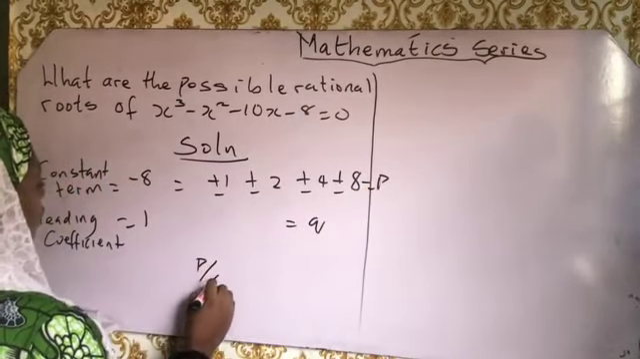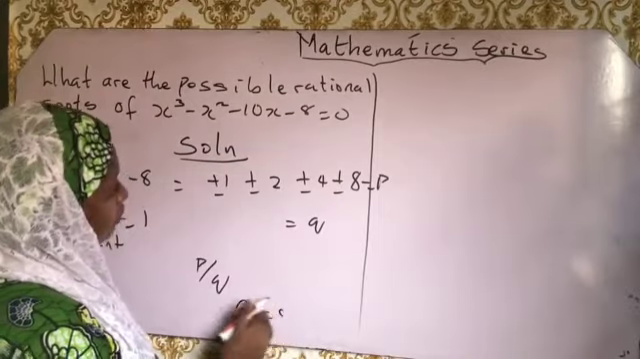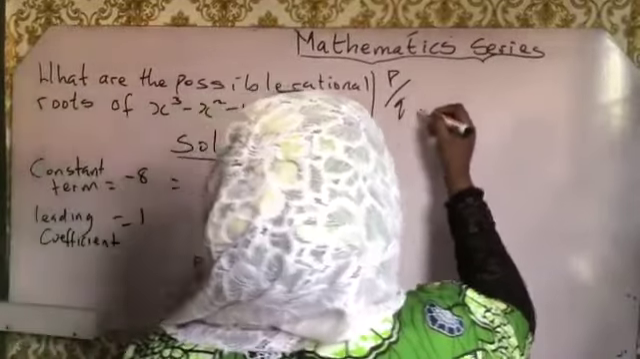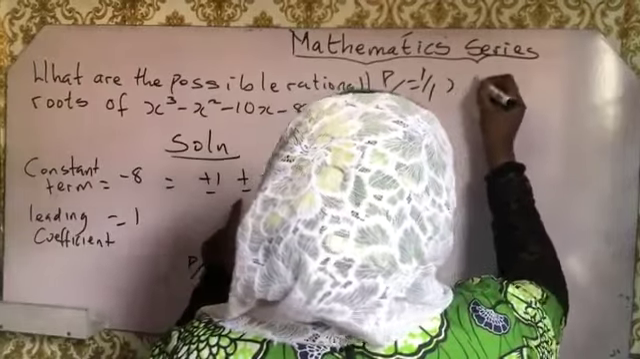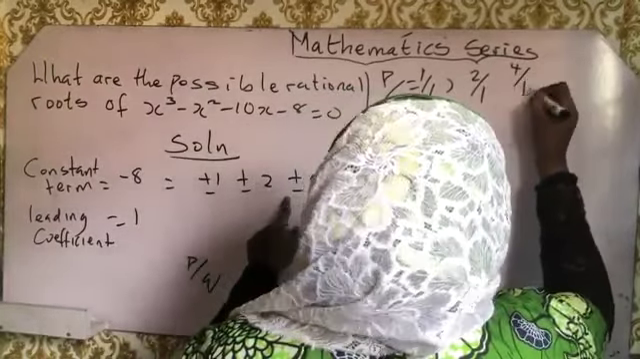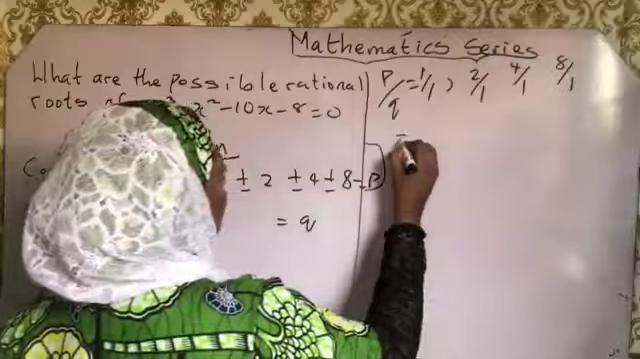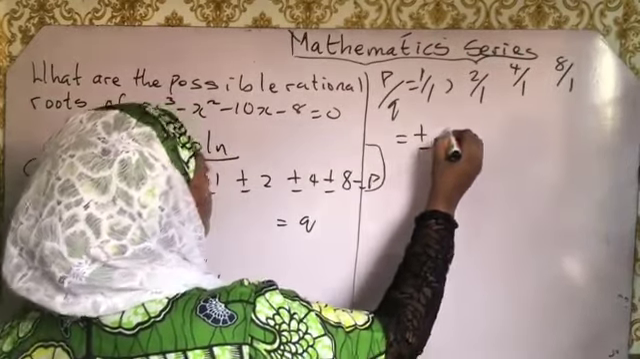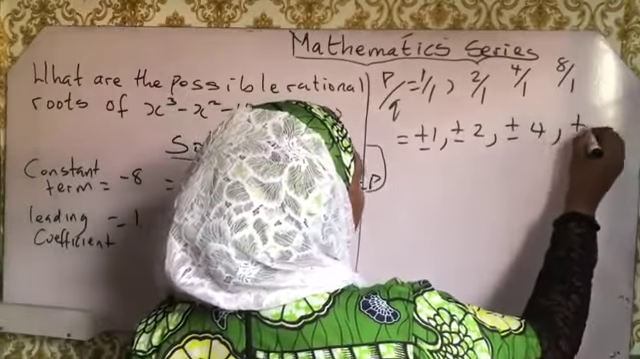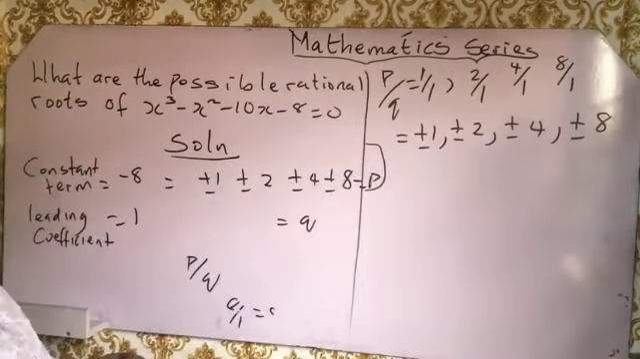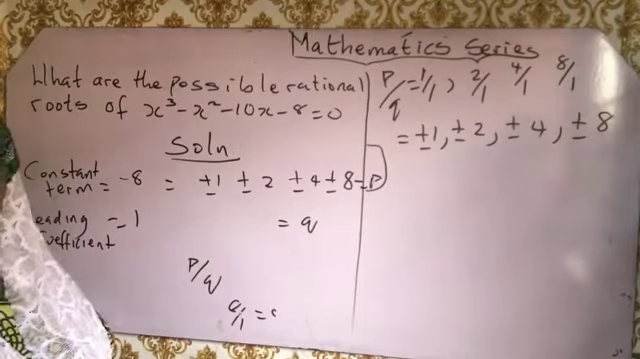And remember, this is P and this is Q. So you have P over Q. So for P over Q, we have 8 over 1. Let's break down P over Q. So for the first one, 1 over 1 is equal to 1. We have 2 over 1, 4 over 1, 8 over 1. So the possible rational roots become plus or minus 1, plus or minus 2, plus or minus 4, plus or minus 8. So these are the possible rational roots. They are not necessarily the roots of the equation. They are the possible rational roots.